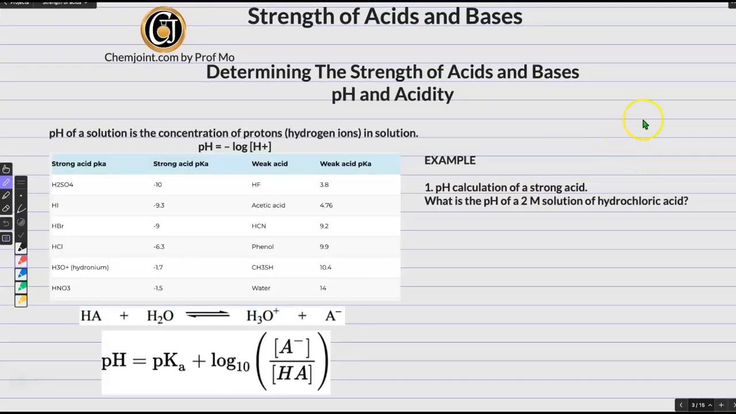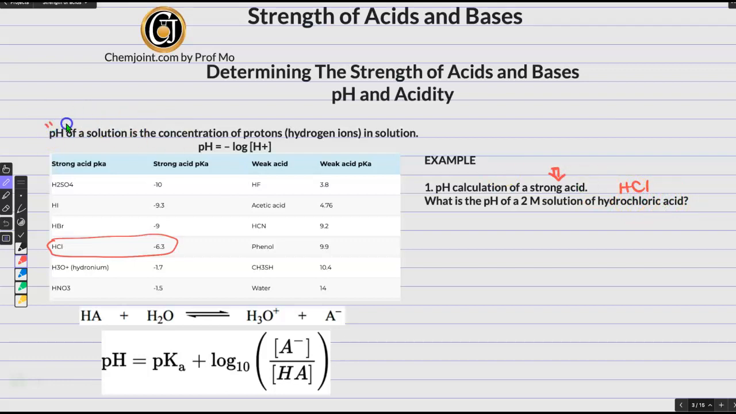All right, so let's do some calculations. Let's say that you made a solution of your acids in water. Let us do a calculation example of a strong acid. In this case, our strong acid of choice is HCl. What is the pH of a 2 molar solution of hydrochloric acid?